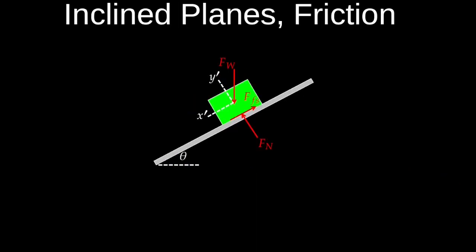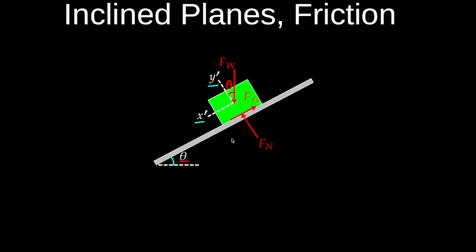Let's consider a stationary block in contact with a plane that has an angle theta from the horizontal. We want to find the maximum angle theta where the block begins to slide. I'm going to choose a coordinate system with a parallel direction to the plane and a perpendicular direction. By geometry, think about why this angle theta is equal to this one.